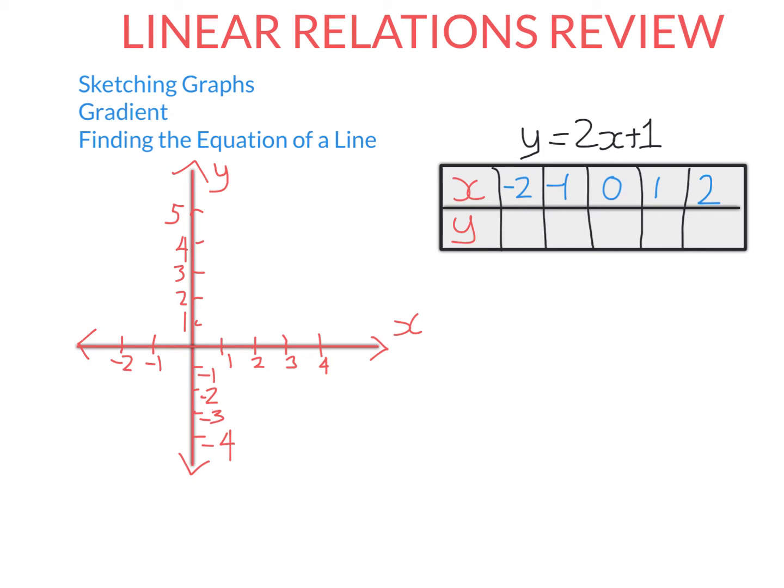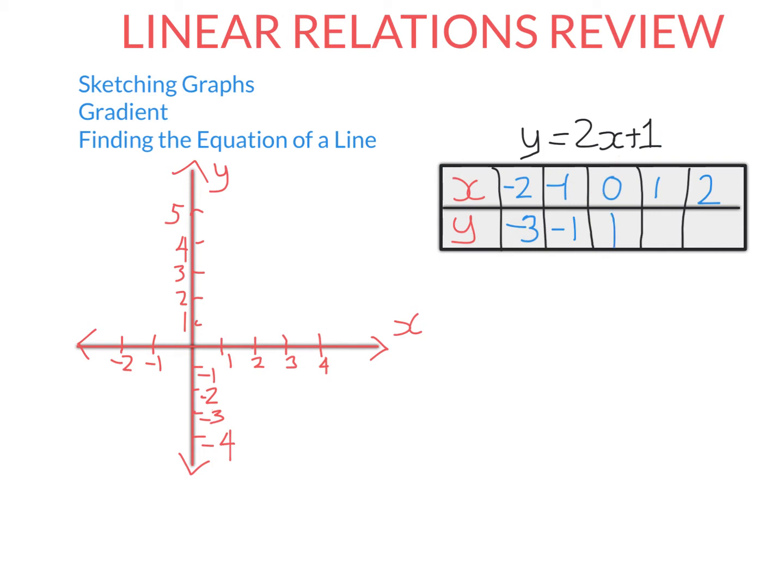Now we have to take each x value one by one and find the corresponding y value. How do we do that? We substitute into this equation here. When x equals -2, y equals 2 times -2 plus 1, which is -3. If x equals -1, y equals 2 times -1 plus 1, which is -1. If x equals 0, y equals 2 times 0 plus 1, which is 1.